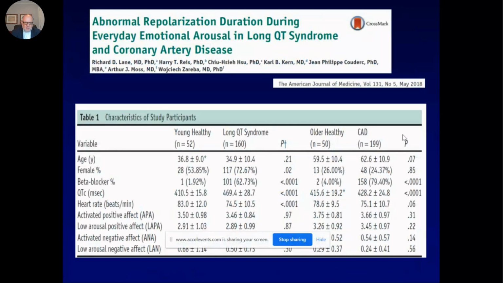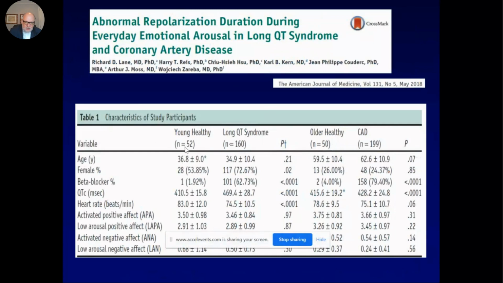create any changes in repolarization. The study, briefly, was conducted by 3-day Holter recording, during which 10 times these people were paged, and they responded to a brief questionnaire on a smartphone, indicating their feelings, whether they're happy, upset, anxious, or you name it, a variety of emotions. And in this cohort, as you see in the table, we had 160 long QT patients.